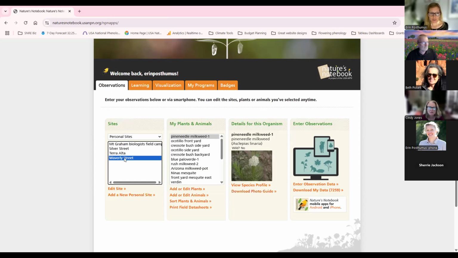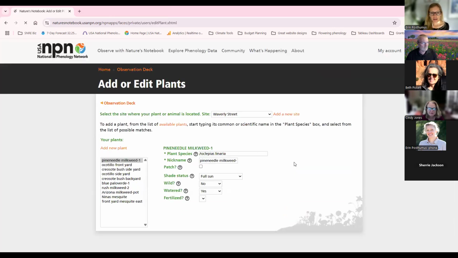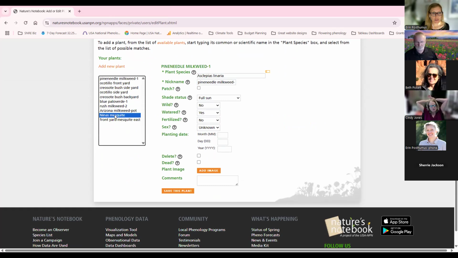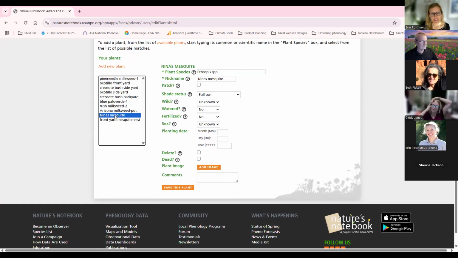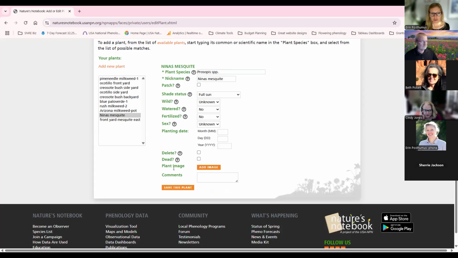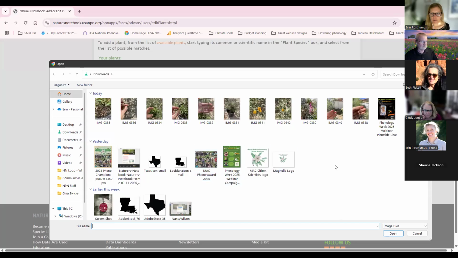So I'm going to go back to Waverly Street, and then I'm going to this Add or Edit Plants section. And that's where I can actually add my picture. So if I wanted to add a picture, I can add one to, let's do this mesquite. This will work. So this is a mesquite tree I have registered, and I'm going to say add an image. So again, that's a little ways down here under plant image. And then you basically just choose the file. And I might be able to find, let's see that. This was actually my mesquite. So I'm going to put an actual mesquite picture in here.